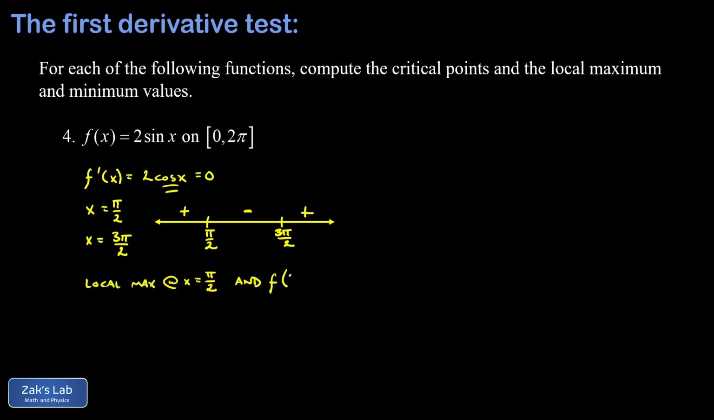So f of pi over 2. I go back and sub in pi over 2 to my original function. And the sine of pi over 2 is 1. So I end up with a local maximum value of 2.